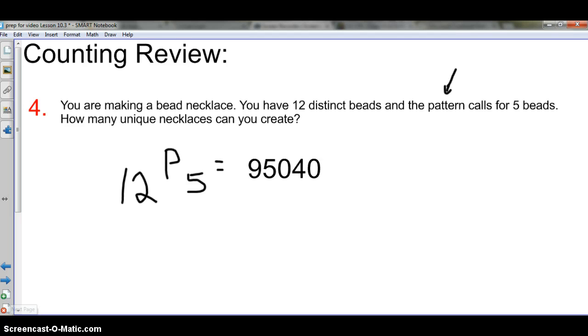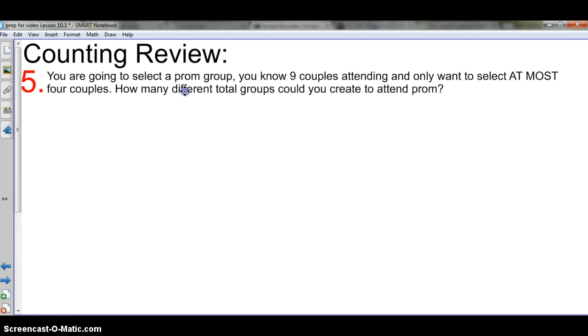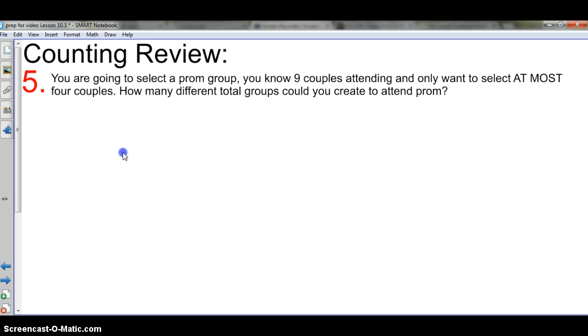All right, and the last one. You're going to select a prom group. 9 couples attending and only want to select at most 4 couples. So prom drama, you know how that goes. How many different total groups could you create to attend prom?